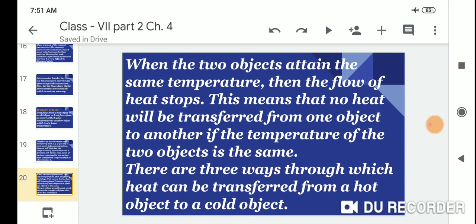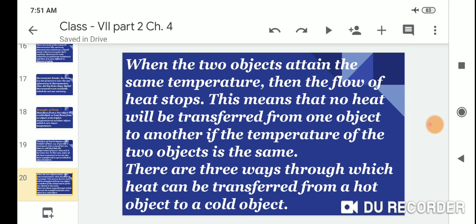When the two objects attain the same temperature, the flow of heat stops. This means that no heat will be transferred from one object to another if the temperature of the two objects is the same.